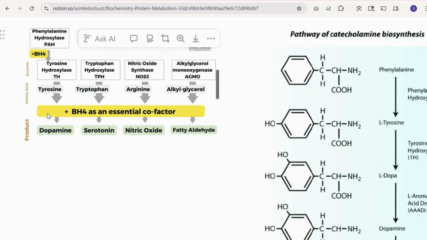We've already seen tyrosine. Tryptophan making serotonin requires tetrahydrobiopterin. Nitric oxide for vasodilation requires BH4, right? Alkyl glycerol making fatty aldehyde, I don't really remember where this is, but BH4 is indicated. So at least these three you're going to have to remember.